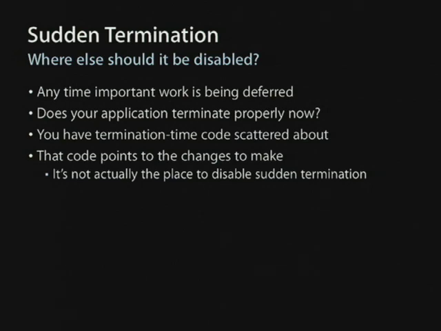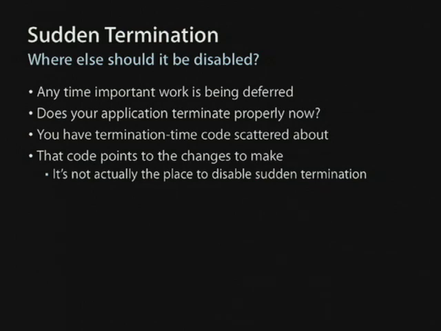Where else should it be disabled? The rule is any time important work is being deferred. If it's not being deferred, if it's done right away before your method, which is probably invoked indirectly by NSApplication sendEvent, returns, there's no problem because we disabled it around invocations of sendEvent. But if you use a timer or performSelector:afterDelay: with a delay of longer than 0, or you spawn a thread or whatever, or create an operation and put it into a queue, you will probably have to disable sudden termination. So you think, oh my God, how am I going to track down all the places in my application where I do that?